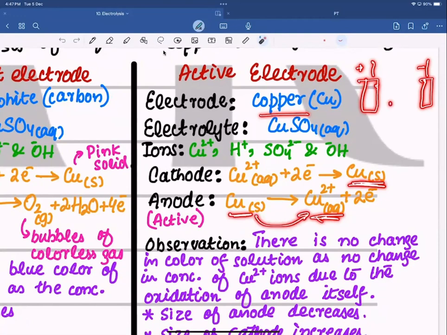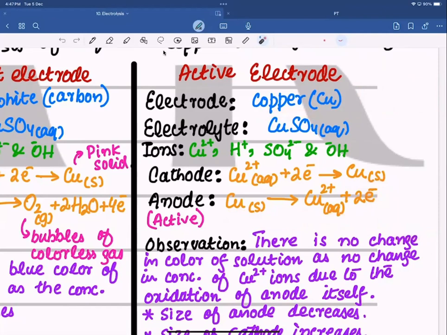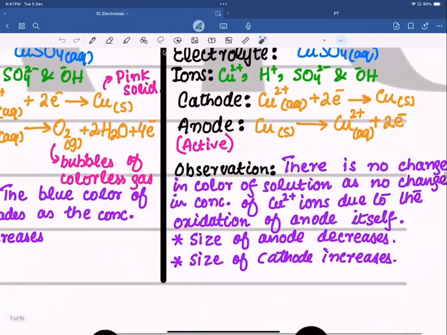So if it is the start of the experiment, then when the experiment ends, you are going to observe the anode like this, which indicates that its size decreases, and the cathode like this, because here the copper is depositing. But see, another difference: here we have written pink solid, and here we didn't mention any pink solid. Instead, we just mentioned a decrease and increase in size.